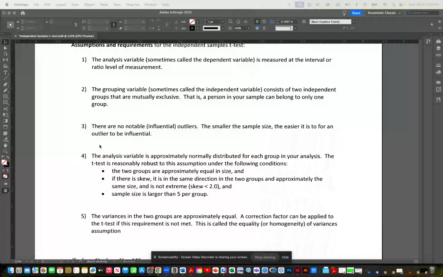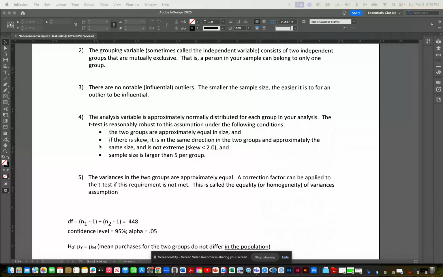Number three, there are no notable or influential outliers. The smaller the sample size, the easier it is for an outlier to be influential. And if you recall, the way we find outliers is we use a z-score. And then number four, the analysis variable is approximately normally distributed for each group in your analysis.